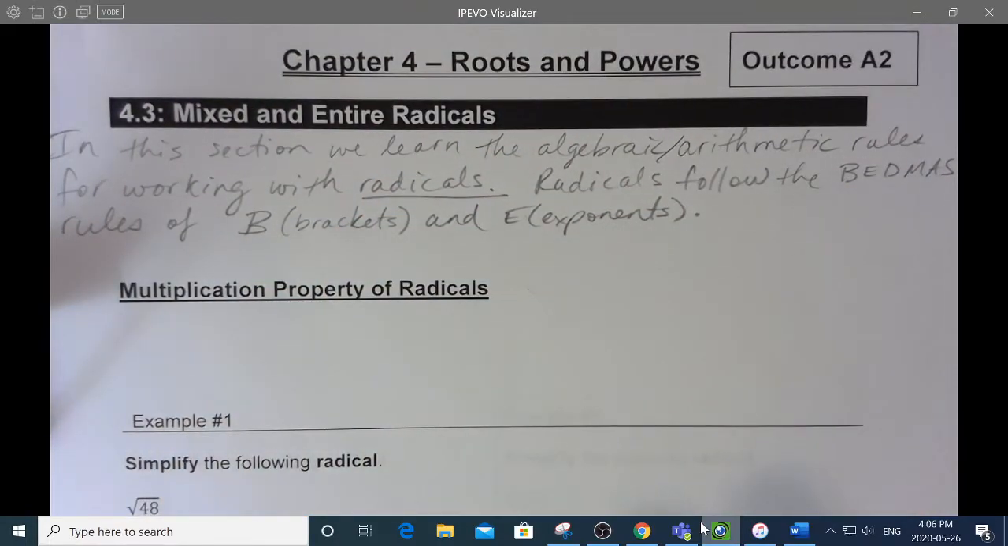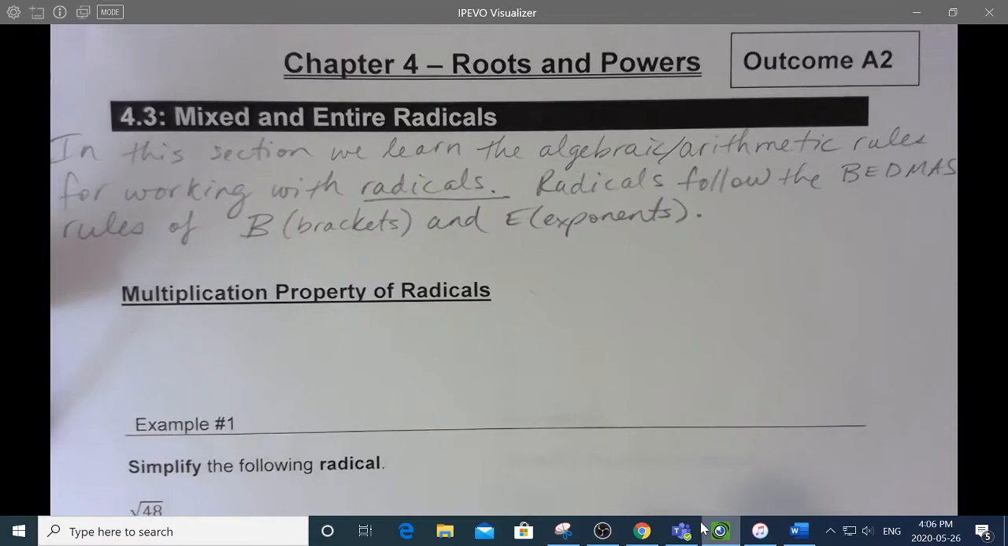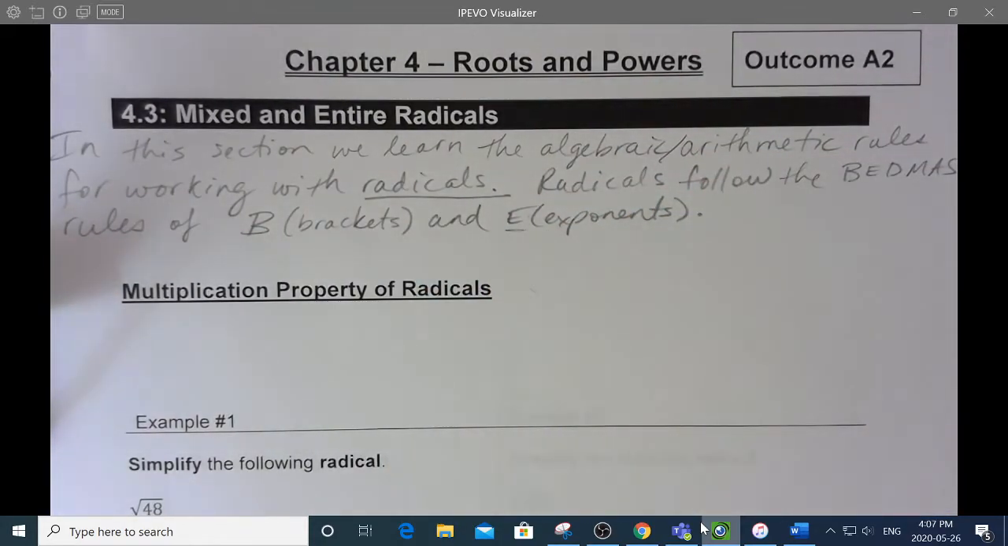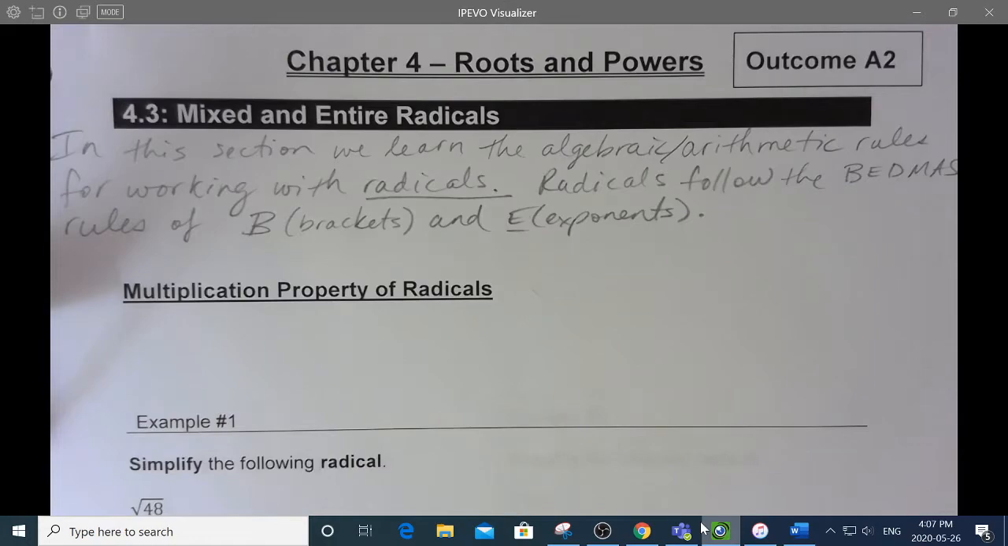It's probably pretty obvious why they'd follow the brackets rules. After all, when you put something under a square root sign, it looks like you've put it in a bracket. But the E is interesting. Why do they follow the same rules as exponents? Well, actually, that'll be made clear later on in this video. But first of all, let's start with what we call the multiplication property of radicals.